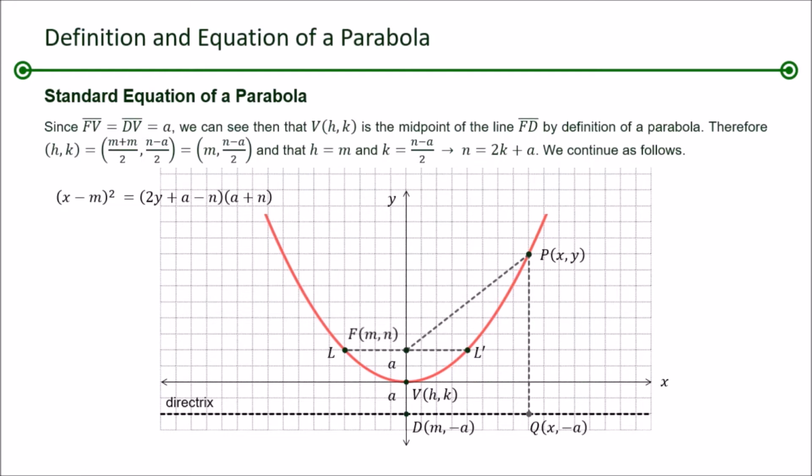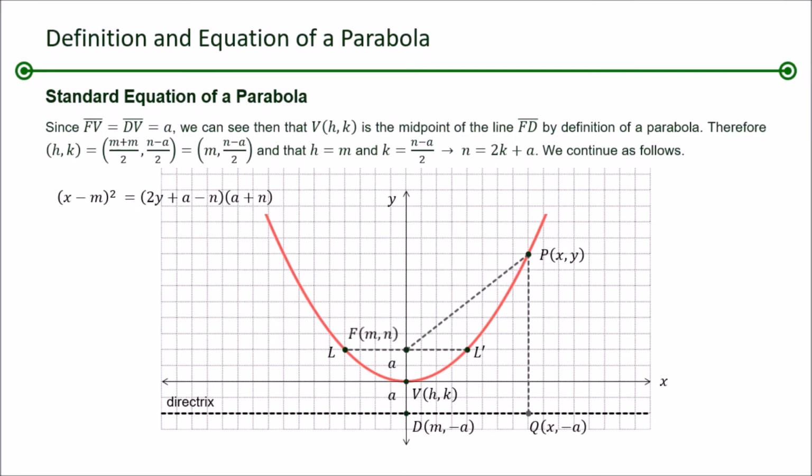What that means is that h is equal to m and k is equal to n minus a all over 2, which implies then that n is equal to 2k plus a. We then continue as follows. We then replace n by the expression 2k plus a. We simplify all distributions and combine like terms, resulting in this expression, from which we can factor 2 from each, resulting in 4 times y minus k times k plus a.